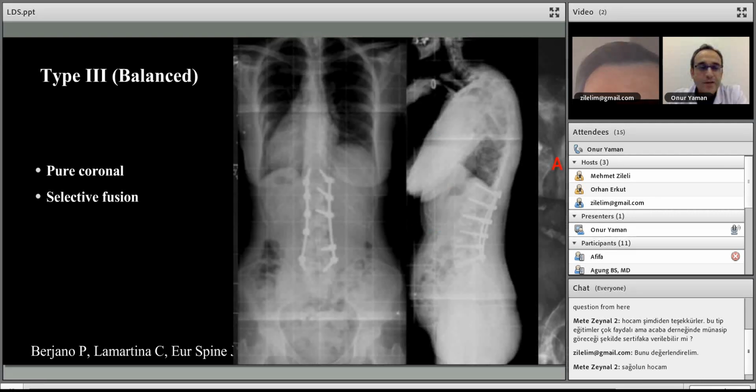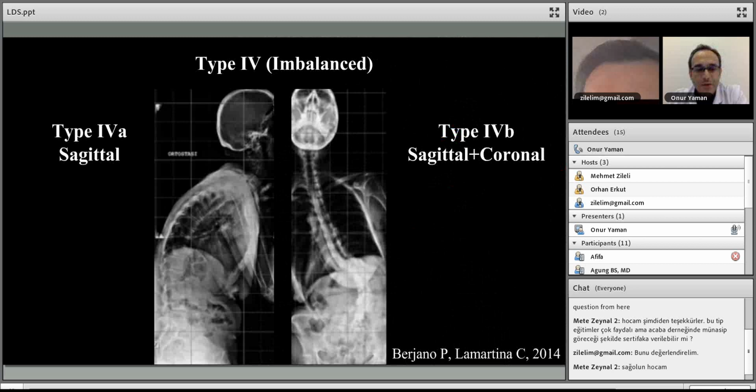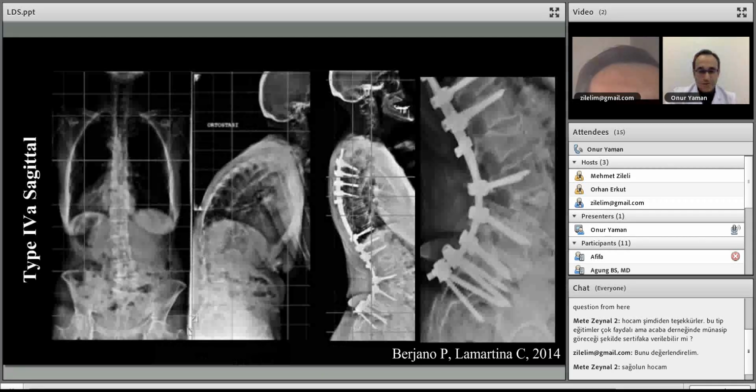And in type 4, if the patient has a sagittal imbalance, it's type 4A. If the patient has both sagittal and coronal imbalance, it's type 4B. So you have to correct all the deformity here, like in this case.